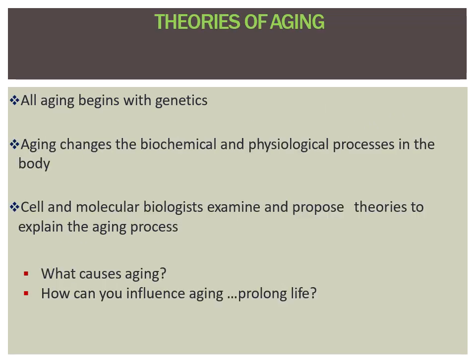Theories of aging. All aging begins with genetics. Aging changes the biochemical and physiological processes in the body. So cell and molecular biologists examine and propose theories to explain the aging process. When you look at modifying the course of aging, a critical issue in aging research is whether aging is affected by one, several or a multitude of underlying processes.